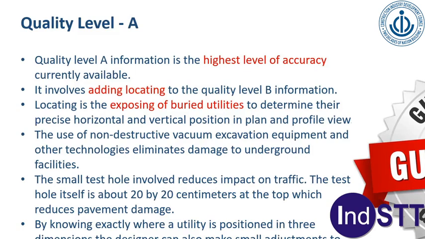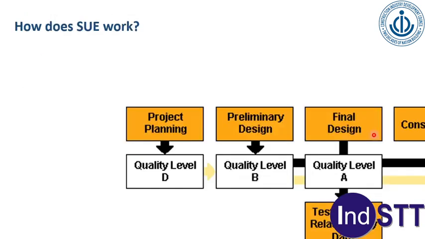Now, SUE doesn't need to follow a set pattern. It is tailored for individual projects, so it's not a fixed pattern, but it involves systematically identifying the quality of utility information needed to design a project and acquiring and managing that level of information. So, for example, project planning, as I said, quality level D is sometimes good enough just for the initial project planning. Once you go to preliminary design, you can completely go for quality level B data, no problem with that. But once you are going for final design and ultimately into construction, you have to have some test holes and related utility data. That means you must elevate your information to quality level A.